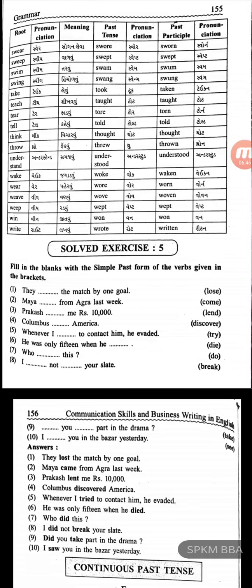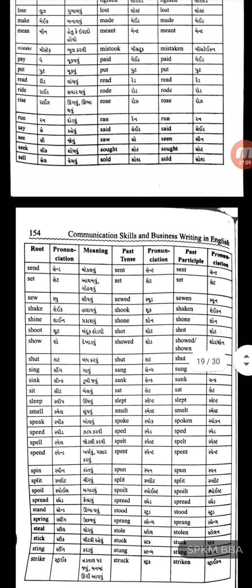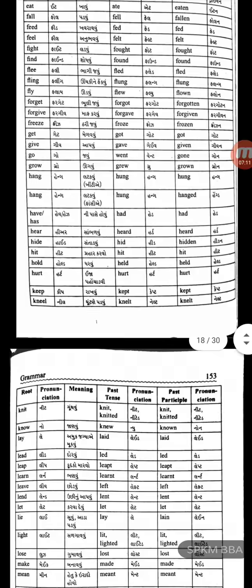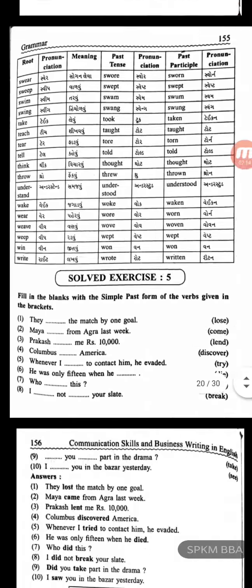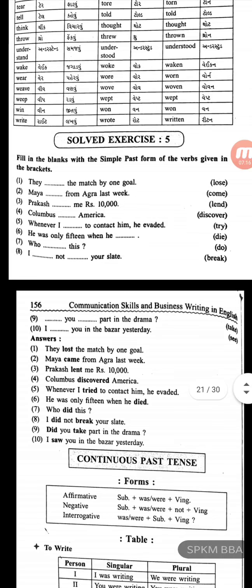Again, there is a solved exercise. Fill in the blanks with the simple past form of the verbs given in the brackets. First one: they dash the match by 1 goal. In the bracket it is given lose. We have to use the simple past form of the verb given in the bracket. So what will lose become? Lose will become lost, as it is past tense.